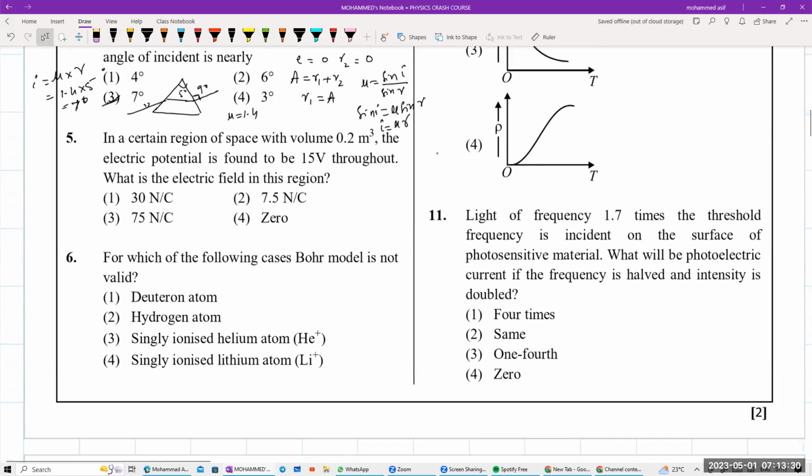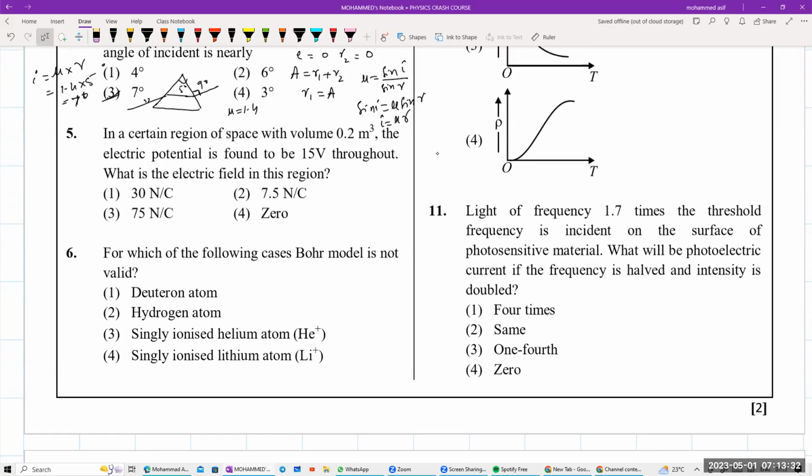Question number 6: for which of the following cases is the Bohr model not valid? Neutron atom, hydrogen atom, singly ionized helium atom, singly ionized lithium atom. The Bohr atom is only applicable for single electron species, beta. Now lithium has more than one electron in orbit, so Bohr's orbital is not valid. Lithium. What is the answer for this one?